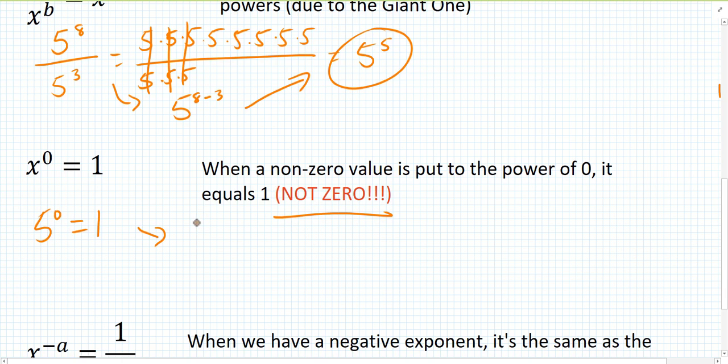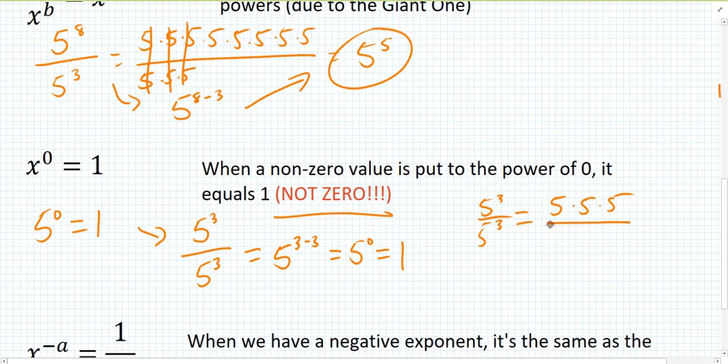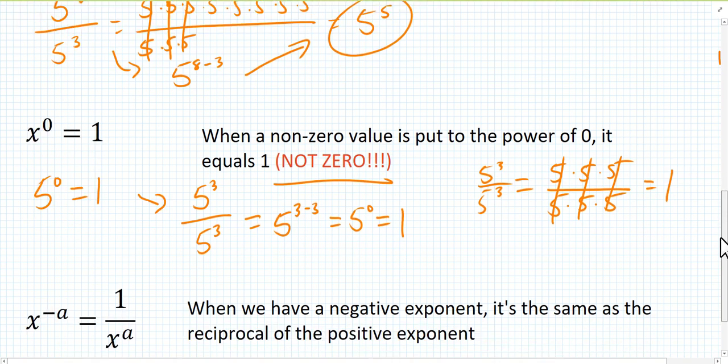If I have 5 to the power of 3 over 5 to the power of 3, to simplify that, I'm going to do 5 to the power of 3 minus 3, which is 5 to the power of 0, which equals 1. Another way we could look at that is 5 to the power of 3 is simply 5 times 5 times 5. And same thing with the denominator, 5 times 5 times 5. I use the giant 1 to simplify, and that's going to equal 1. So when there's a non-zero value put to the power of 0, it's going to equal 1.